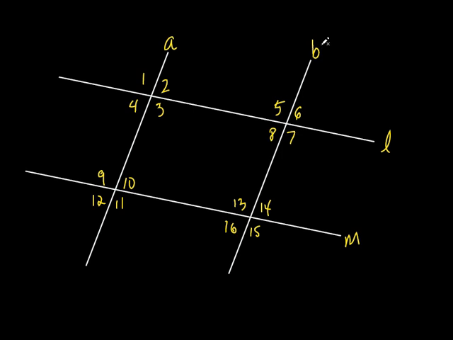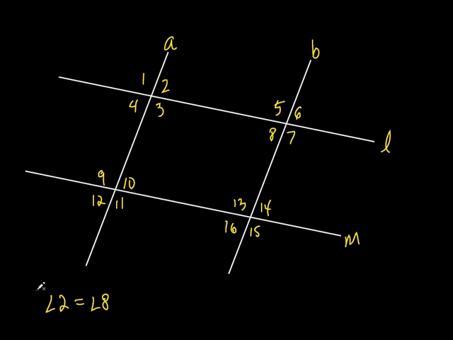So here's what they ask you to do. They say, what if angle 2 was equal to angle 8? What lines would be parallel just from this information right here? Because we don't know that any of these lines are parallel right now, do we? Because there's no little arrow things on there. Nobody said that L was parallel to M or A was parallel to B. So we don't know any of that stuff.